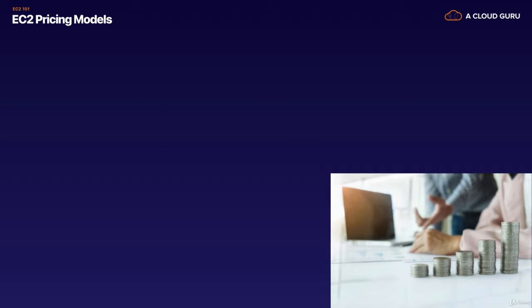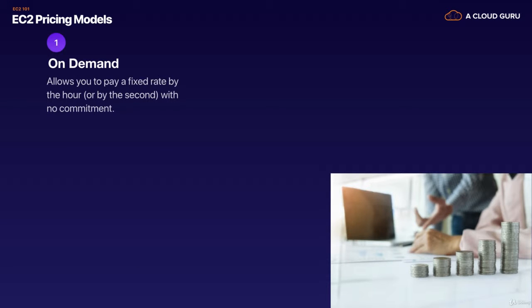So EC2 has a number of different pricing models. We've got on-demand, and this allows you to pay a fixed rate by the hour or even by the second with no long-term commitments. So you can literally just spin it up, have it running for a couple of hours, and then terminate the instance. And this is great for developers because you can go in, test an environment, see if it works, and then go in and shut it down.